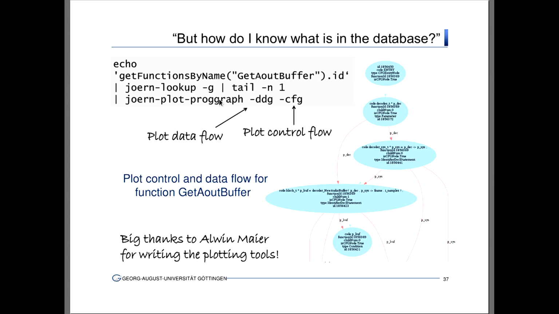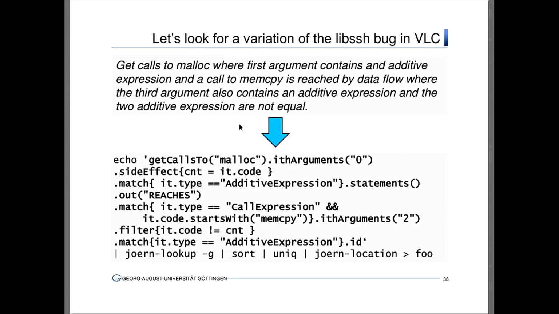You can use ProcGraph, for example. Here we say, give us the data flow edges and the control flow edges, and then it will print nice things that you can put onto slides or study to actually know how you can get from one place to another. Now, let's take a look at bugs, finally.